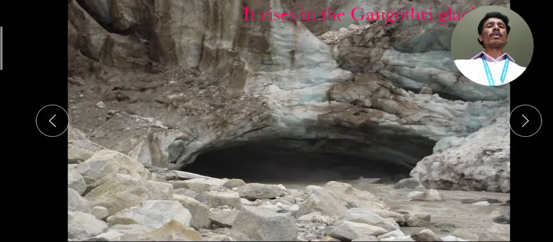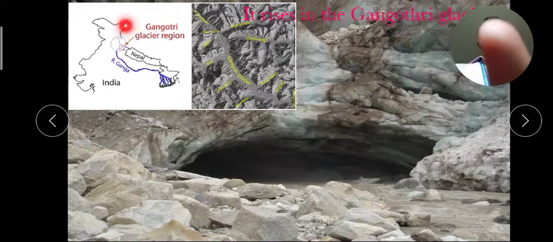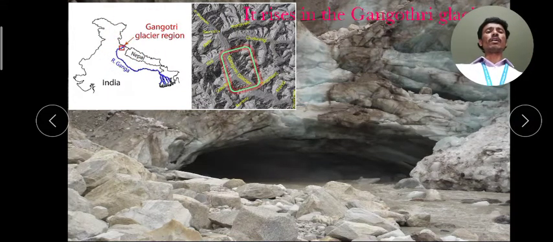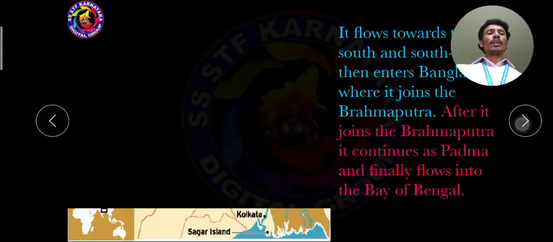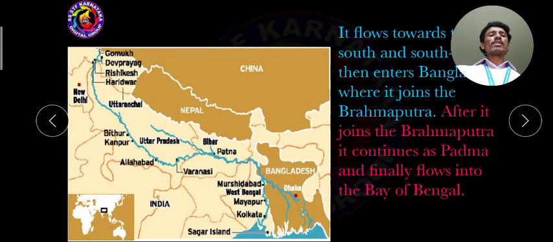It rises in the Gangotri Glacier. It means a slow moving mass of ice, Himadri. So this is the Gangotri Glacier. See, here rising for the river Ganga. And here it flows towards south and southwest. It joins the Brahmaputra River and then comes to Bangladesh, and after it is joined, finally it flows into the Bay of Bengal.